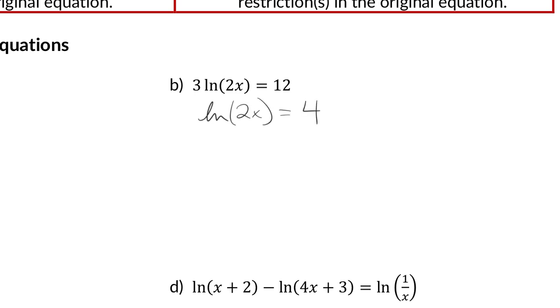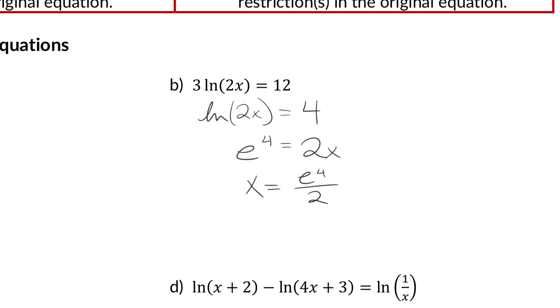And now that the natural logarithm is by itself, and there's only one of them, we're going to log loop. What's the base of that logarithm? E, which means now this should be e raised to the 4th power equal to 2x. That's the log loop. Remember, our end goal here is to solve for x. So how do you get that x by itself? Divide by 2.